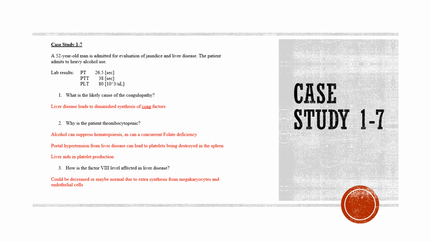So it may be that our body's trying to compensate, and so the liver can't do its part, and so our endothelial cells and megakaryocytes start compensating for that. All right, I hope that makes sense. Any questions, please feel free to contact me. Let's move on to case study 1-8.